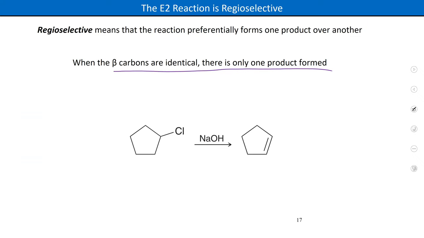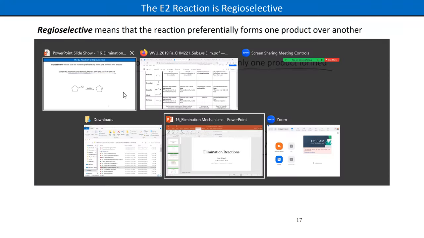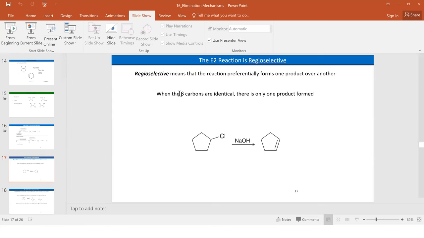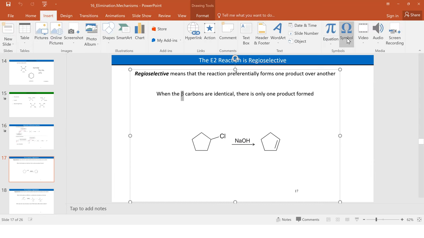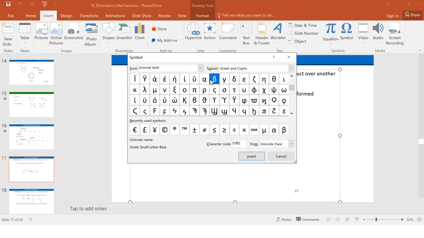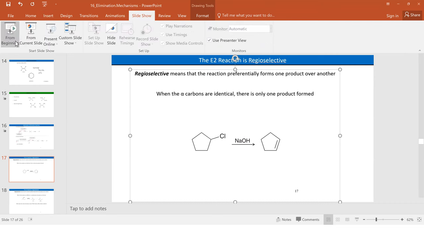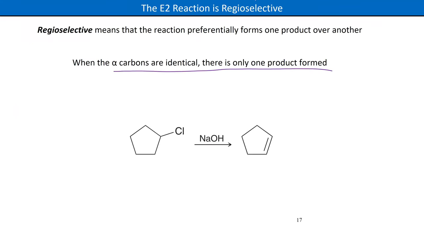Sometimes some textbooks will call the active carbon the alpha carbon. In some textbooks, the carbon one away from the active carbon is the alpha carbon. So I mixed up my terminology here. According to the way we were just describing it a second ago, that would be the alpha carbon here. So when the alpha carbons are identical, we only form one product.